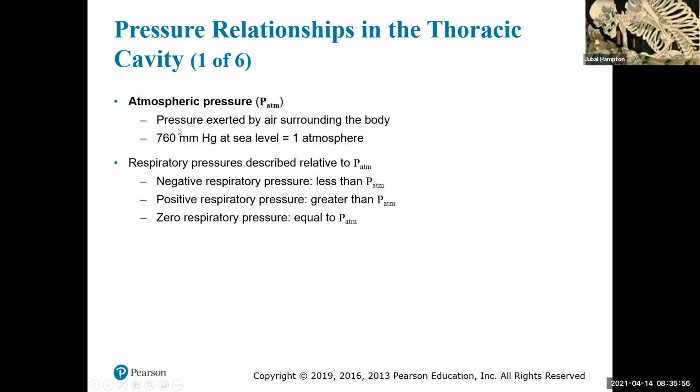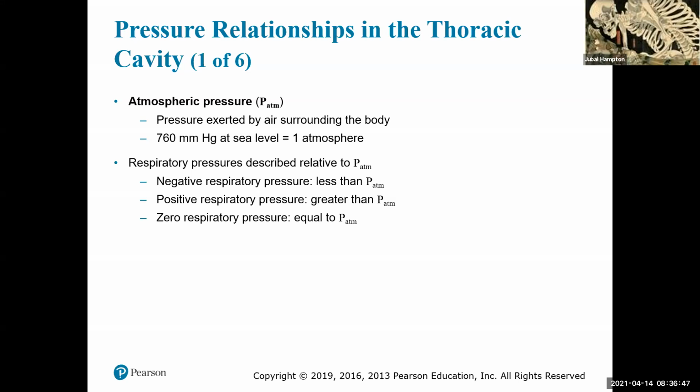Atmospheric pressure is the pressure exerted by the air surrounding the body. At sea level, where we live here, it's 760 millimeters of mercury. You don't have to know how that measurement has come about, but that is the pressure. Best to think of it as that we live under an ocean. It's an ocean of air, and this air has weight, and so it exerts a pressure, and that's the numerical value of that pressure here.